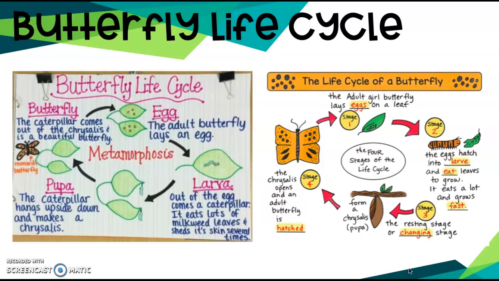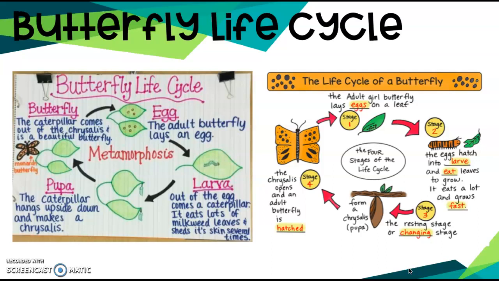The caterpillar hangs upside down and makes a chrysalis. From there, it turns into a butterfly. The caterpillar comes out of the chrysalis and is a beautiful butterfly. Here is the same example. It's just showing you those 4 stages, how the adult girl butterfly lays eggs on a leaf.